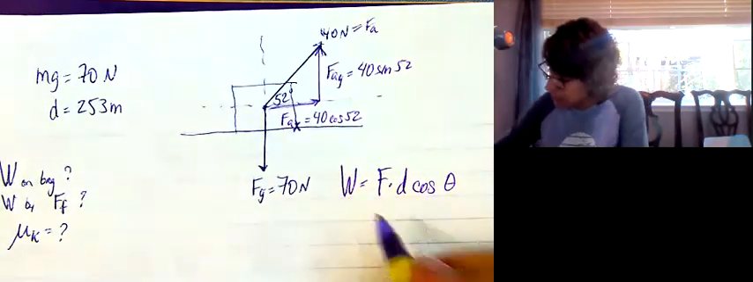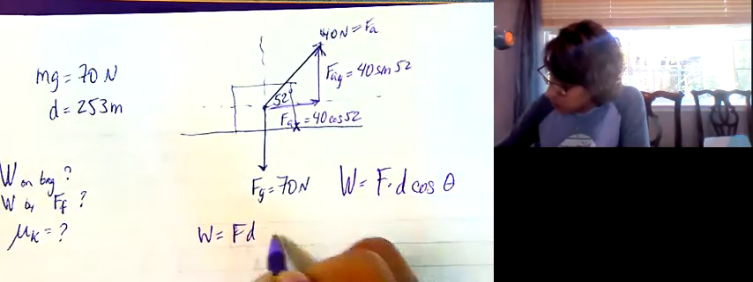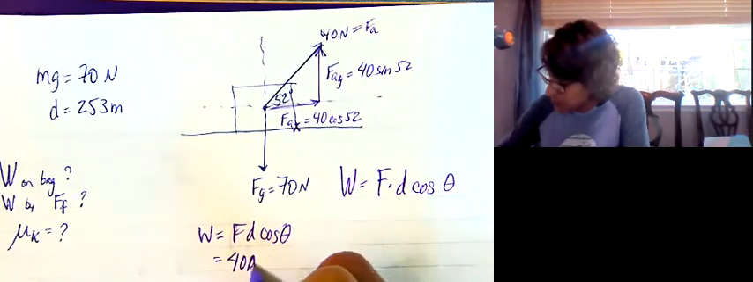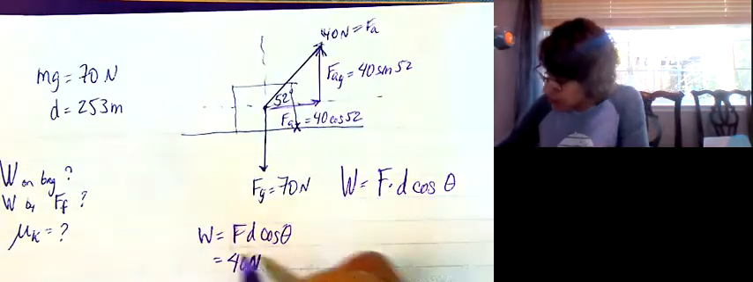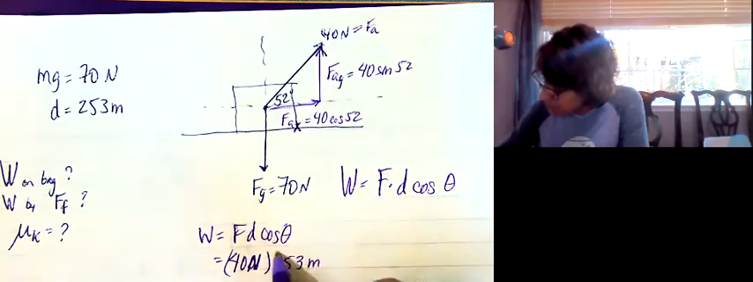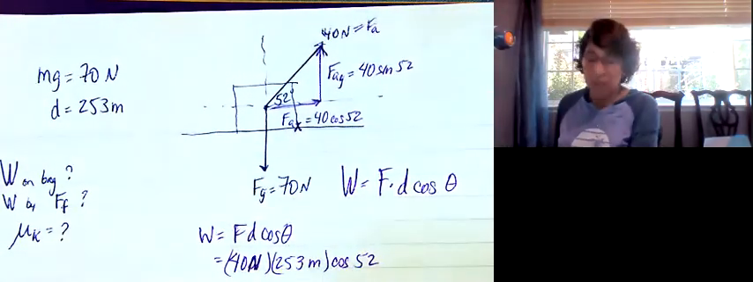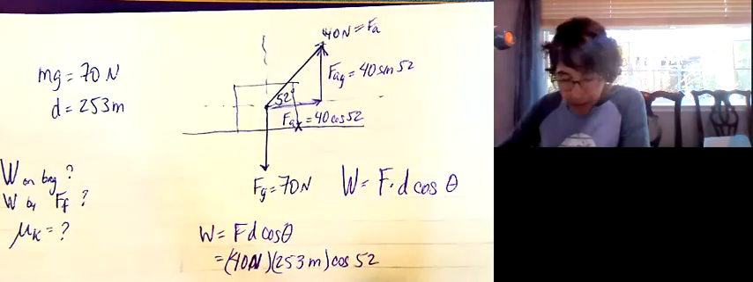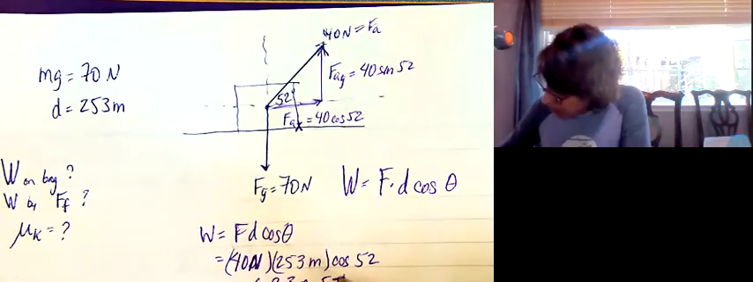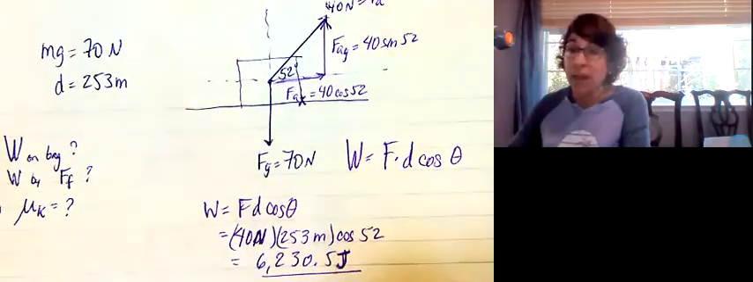All right, so we can plug that in. Let's see, I'm going to move it over here. So work is F D cosine theta. It's 40 newtons times the distance, and they told us the distance was 253 meters, that's my Newton meters, times the cosine of 52. Okay, you plug that in and you get 6,230.5 joules. My J's kind of look like 5s. All right, so there it is. That's the work done on the bag.